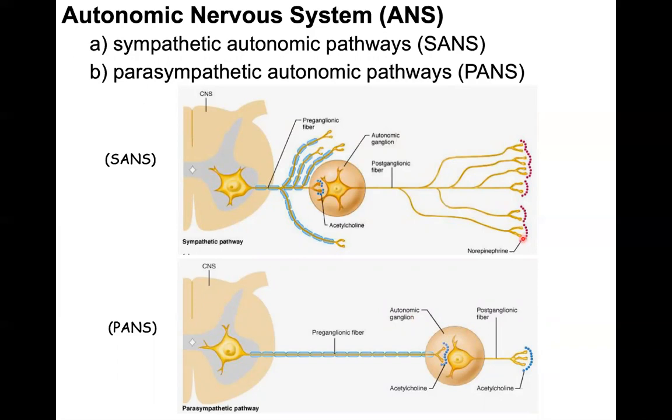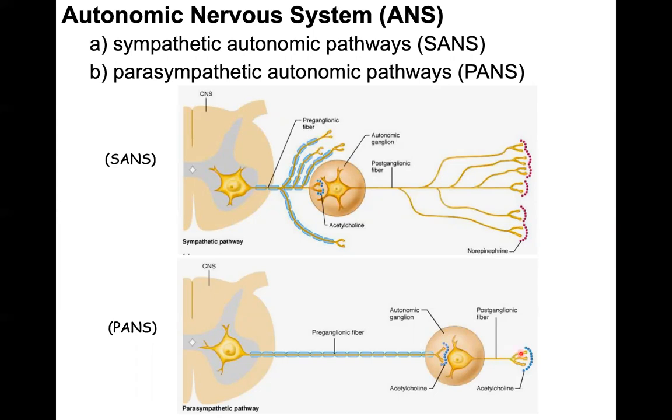So in the sympathetic autonomic nervous system, the preganglionic neuron is relatively short. It terminates just outside of the spinal cord, right next to the vertebral column. So you'll see this autonomic ganglion right outside of the vertebral column. Whereas in the parasympathetic autonomic nervous system, there's still that pre and postganglionic neuron. In this case, the preganglionic neuron is relatively long and the postganglionic neuron is relatively short.